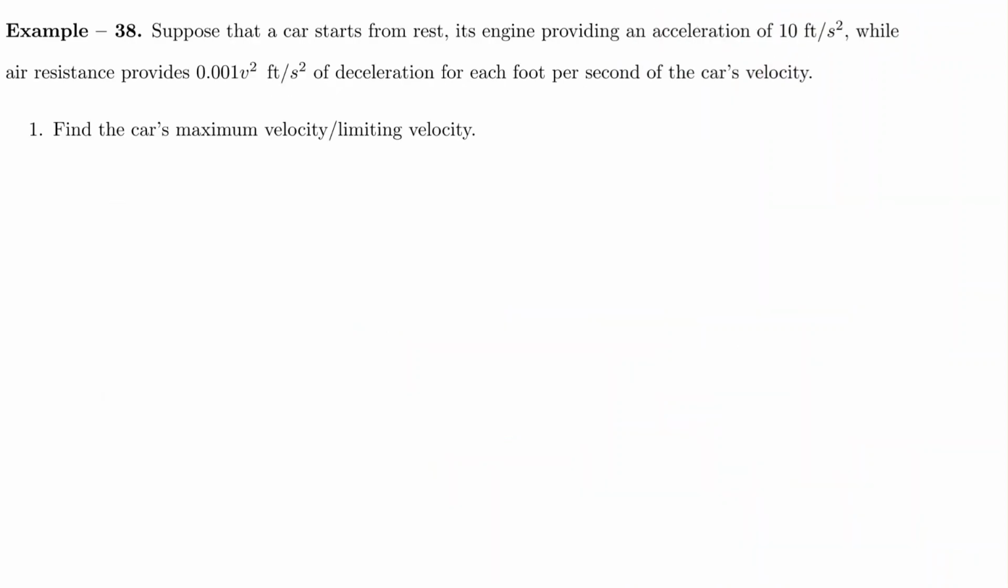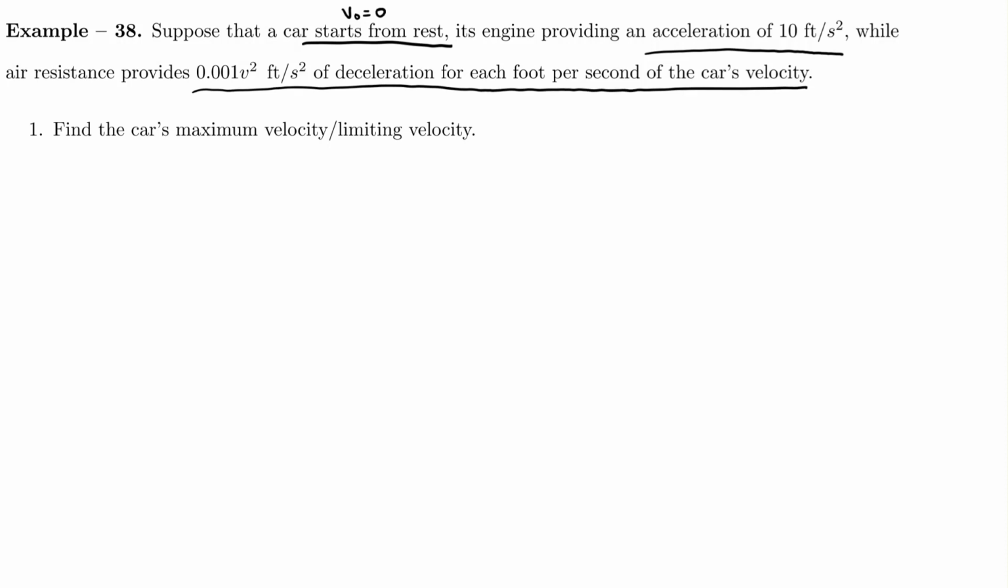In our next example, we have a car that starts from rest. So we know that our initial velocity is 0. The engine of the car provides an acceleration of 10 feet per second squared, so it will be increasing the speed, while the air resistance decelerates for each foot per second of the car's velocity. We're asked to find the car's maximum velocity, or its limiting velocity.